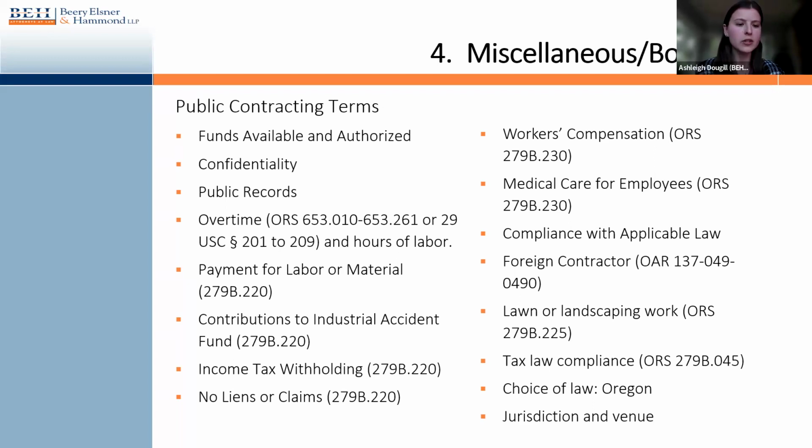So regardless of the good or service contract you're executing, these are the same terms that you should be including in each of those, regardless of the value, regardless of the subject matter. This is a non-exhaustive list as well, so there may be other terms that apply, but some of these include keeping public records, a requirement that there be no liens or claims, tax law compliance, choice of law being Oregon, and more. And these are the ones that apply specifically to goods and services. There may be other requirements for example, public improvement contracts or other types of contracts.